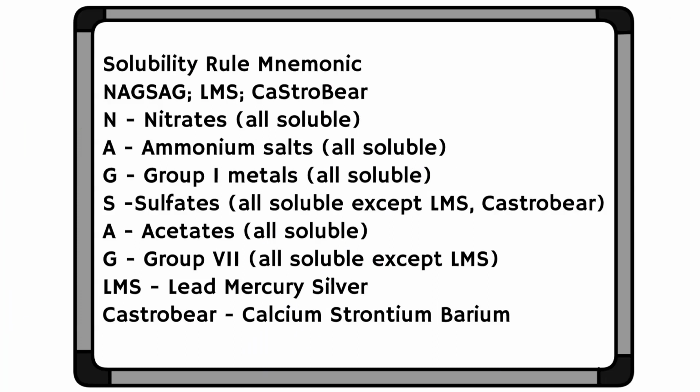So what this means is that all sulfates are soluble, but lead sulfate, mercury sulfate, silver sulfate are not soluble, they're insoluble. Calcium sulfate, strontium sulfate, and barium sulfate likewise are insoluble, but all other sulfates are soluble. For group 7, the halides, all halides are soluble, but there's a small number that are not. The lead, mercury, and silver halides, so silver chloride, for example, would be insoluble. So let's see if we can now figure out what's going on in our experiment.